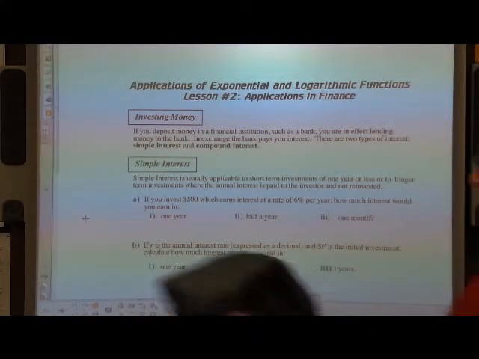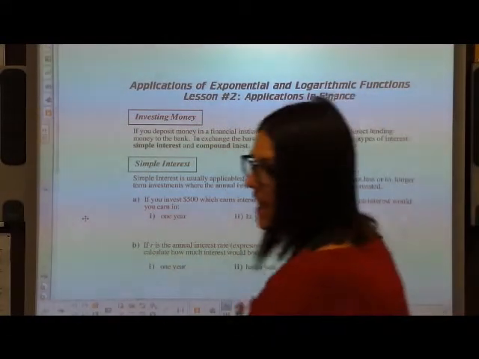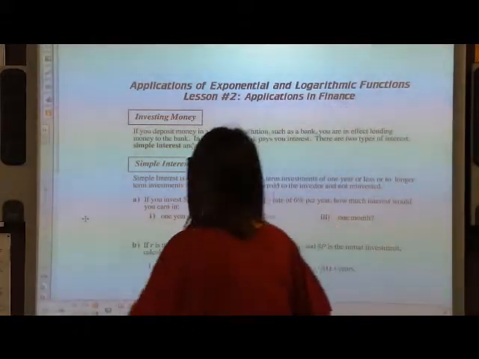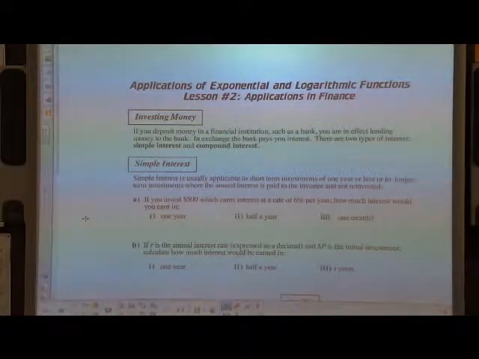This looks at an application of exponential functions in the world of finance. When you invest money, a lot of times the financial institution that you lend your money to or invest your money in will pay you interest. There's two ways that they can pay you interest: simple interest and compound interest.